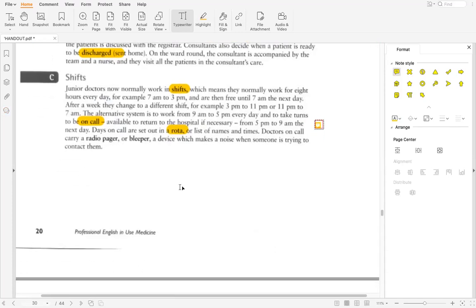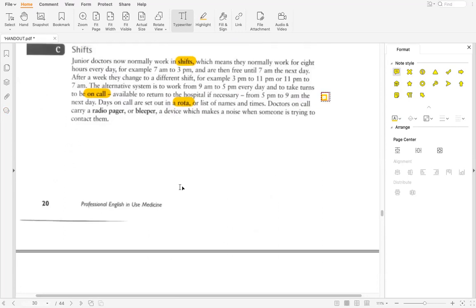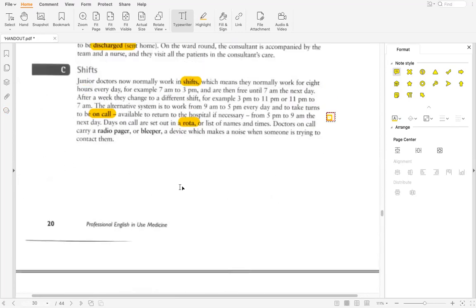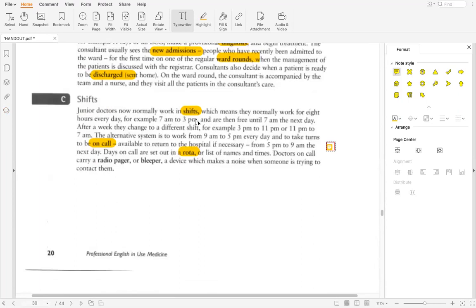Doctors on call carry a radio pager or bleeper, a device which makes a noise when someone is trying to contact them. All right? So we have the word shift, we have on call, rota, and radio pager or bleeper.